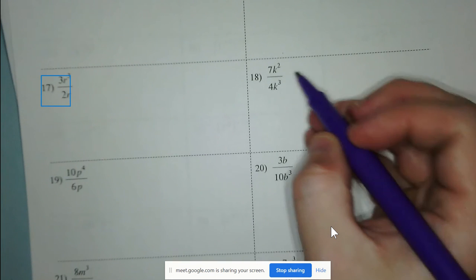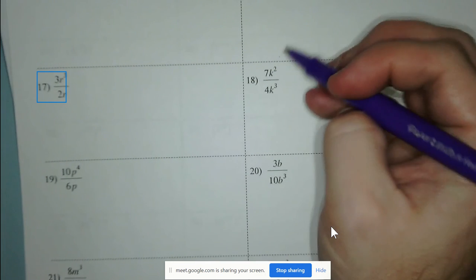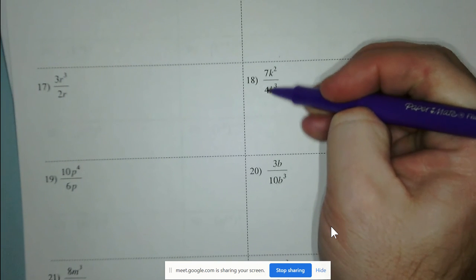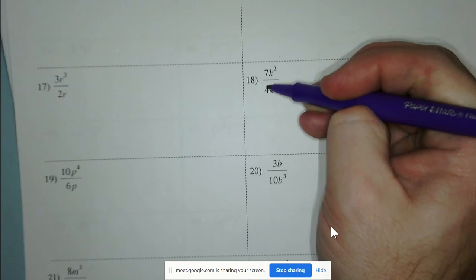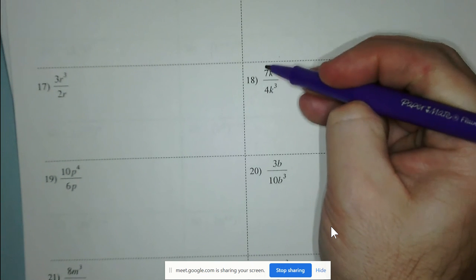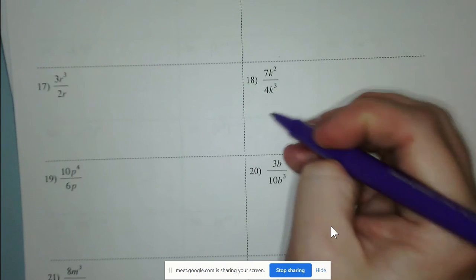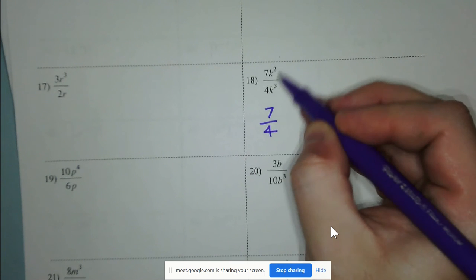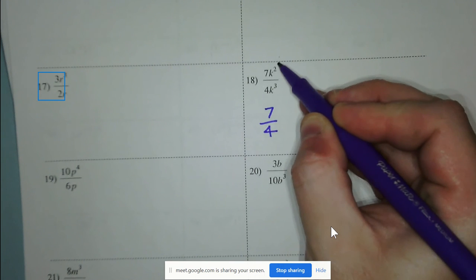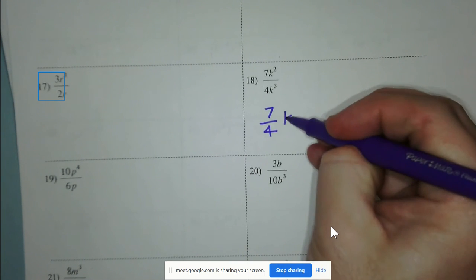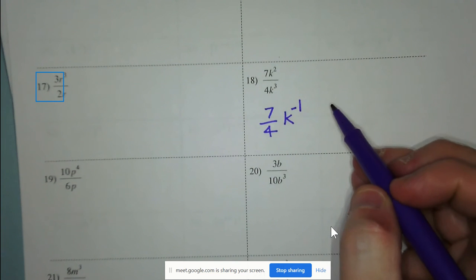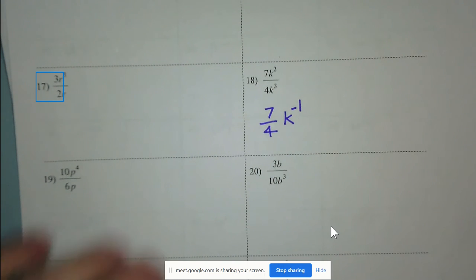But then number 18, check it out. I told you. 7 over 4, those are just regular numbers. Do they divide clean? No. Do they even reduce? No. So there's nothing to do. It's just 7 over 4. But the k's, k to that power over k to that power, you can subtract and actually get a negative 1 power. So page 2 you can do.